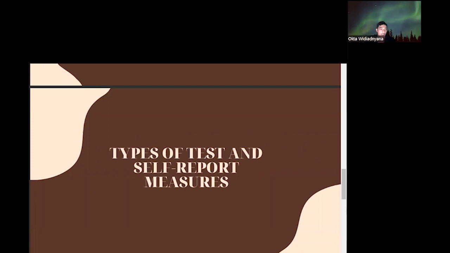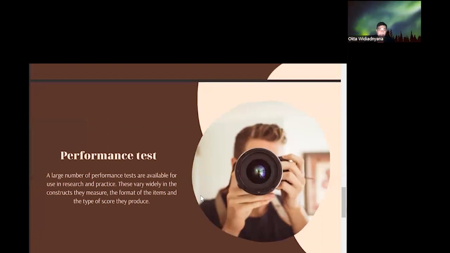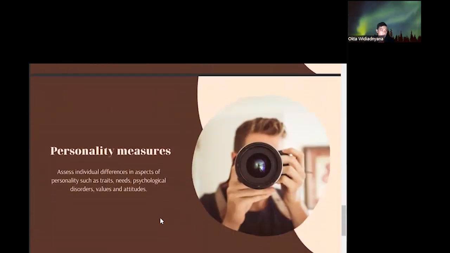Now I would like to continue the presentation about the types of test and self-report measures. Okay, the first element, performance tests. A large number of performance tests are available for use in research and practice. These vary widely in the construct they measure, the format of the items, and the type of score they produce. Okay, there are four varieties.